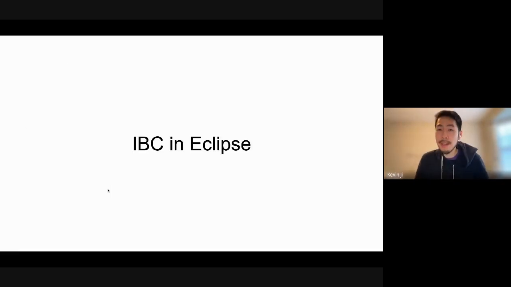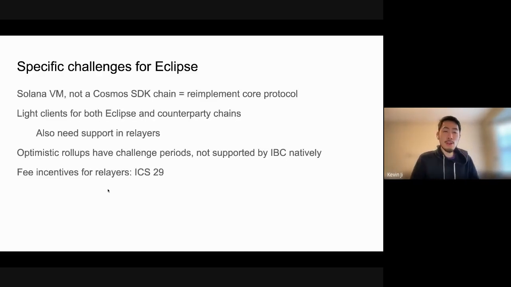Cool. So I want to jump a little bit into IBC and Eclipse and some of its unique challenges there. Eclipse, as I mentioned at the beginning, is a Solana VM chain, not a Cosmos SDK chain. Unfortunately, because we're not built on the Cosmos SDK, we don't get the IBC module for free. We can't really use the module because it's designed with Cosmos SDK in mind. So a lot of the initial work is just re-implementing the core protocol on Solana, which is written in Rust, and building that up. That was one of the first things that I was working on.